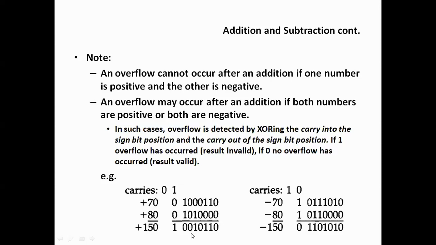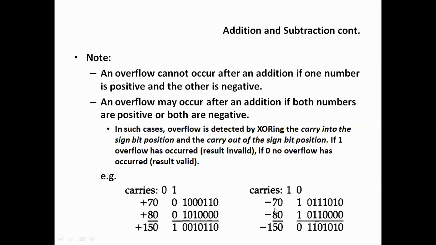How will the computer know that this is an invalid answer? By doing an XOR between these two carries. This XORing has to be done only in the case where the signs are the same: plus and plus, or minus and minus. Otherwise, there is no issue.